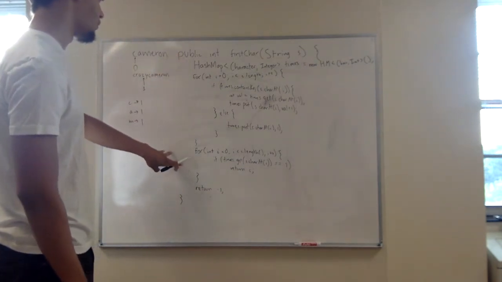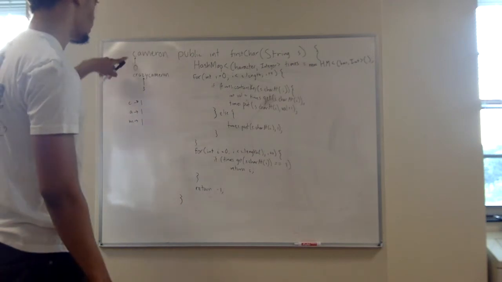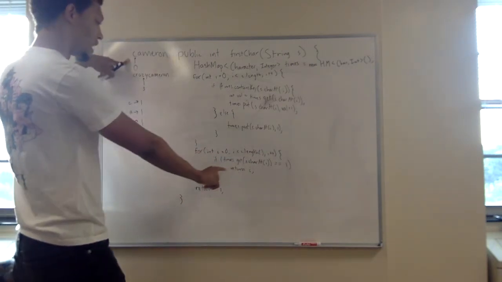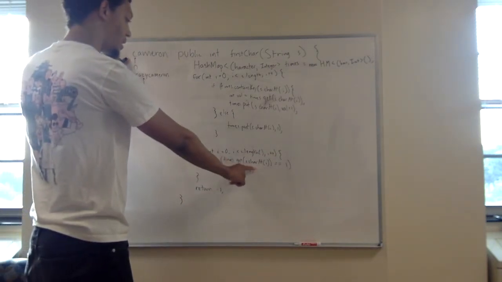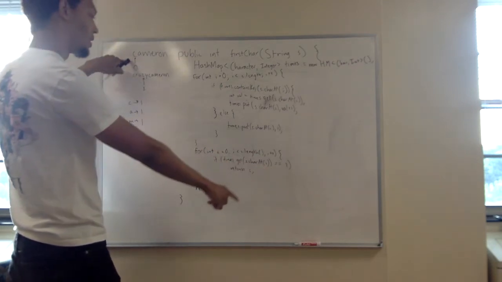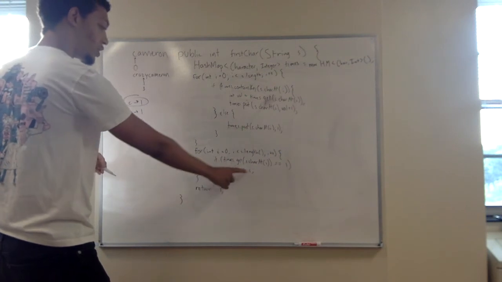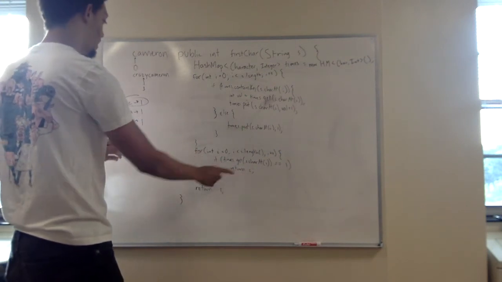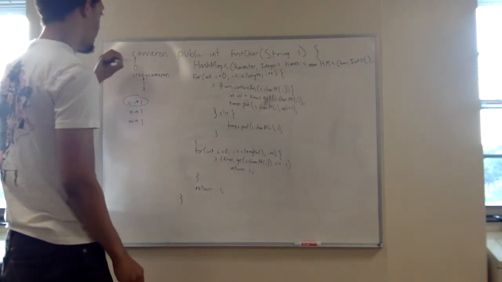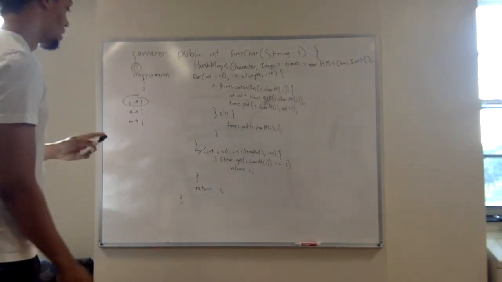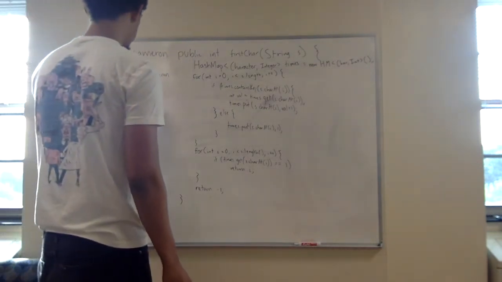Then we come down to the next for loop, and we start at 0, and we say if times.get the character at 0, which is C, maps to 1, which it does, well, then we'll return i, which at this point is 0. And that is actually the correct answer.